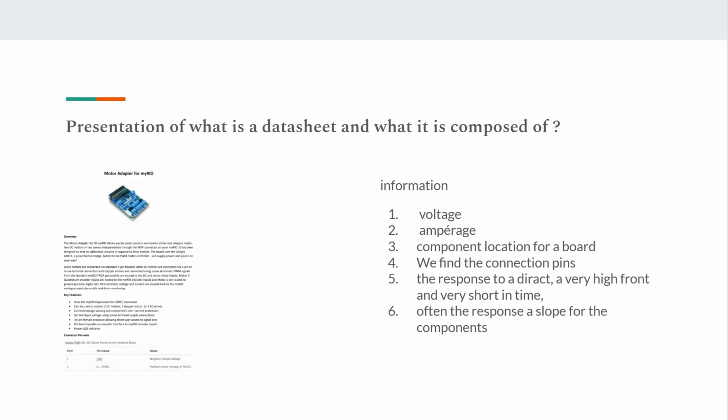What is a datasheet? We talk about a datasheet, but what is it? A datasheet is a paper with information given about the product by the factory after all tests have been performed on this component. The information includes voltage and amperage. For a card, we normally have the component localization.